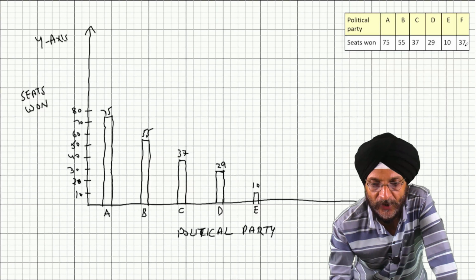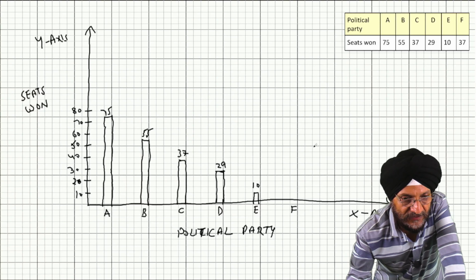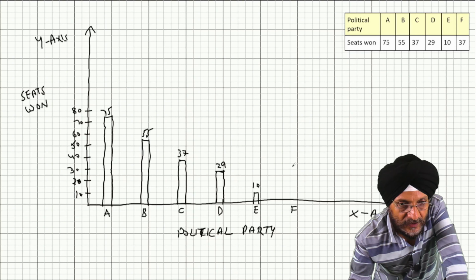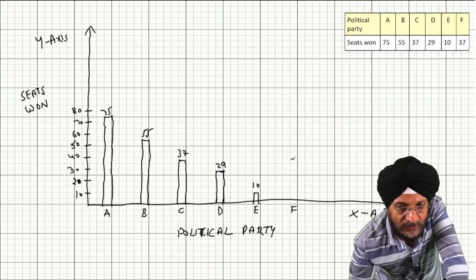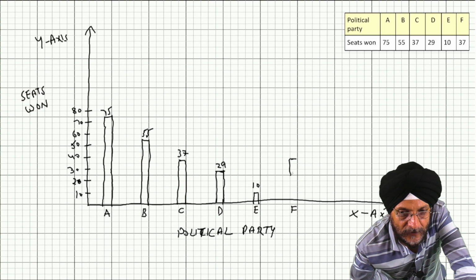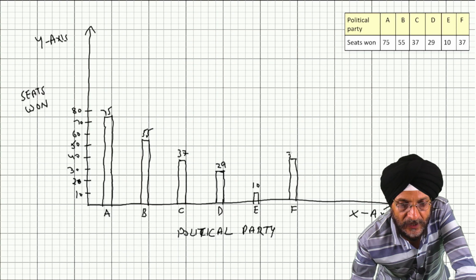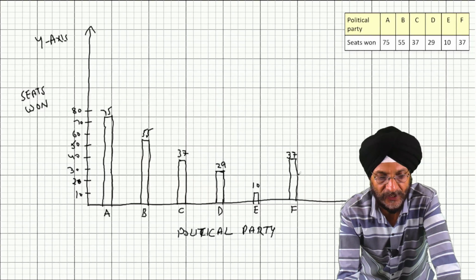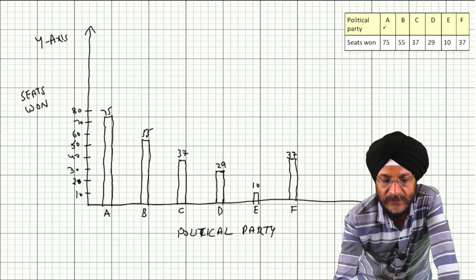Now the next political party is F. It is 37. It will be somewhat here. So here we have so far formed the bar graph which represents the polling result.